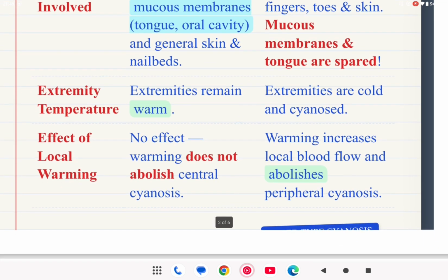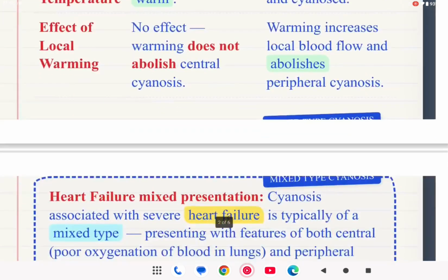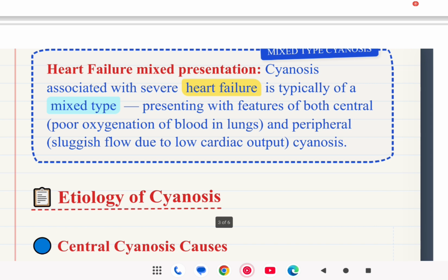Now, what is the effect of warming? In central cyanosis, there is no effect. Warming does not abolish central cyanosis. However, warming increases the local blood flow and abolishes peripheral cyanosis. So extremities are warm in central cyanosis. Warming does not abolish central cyanosis, but warming in peripheral cyanosis abolishes the peripheral cyanosis.